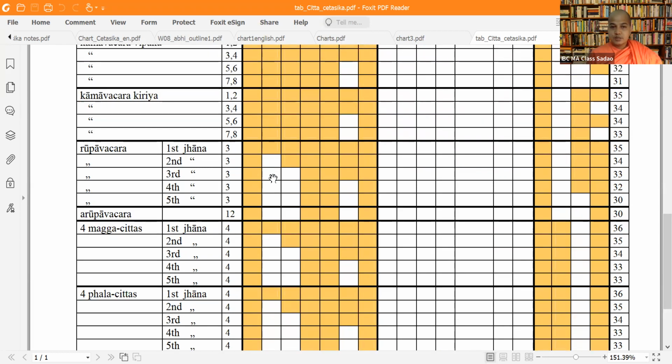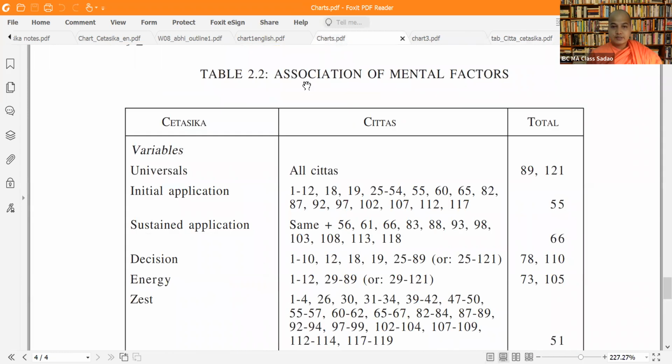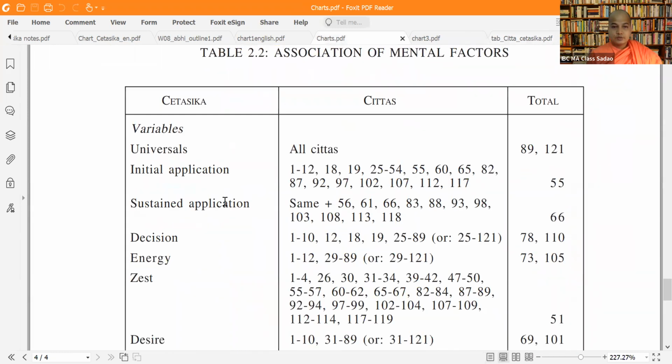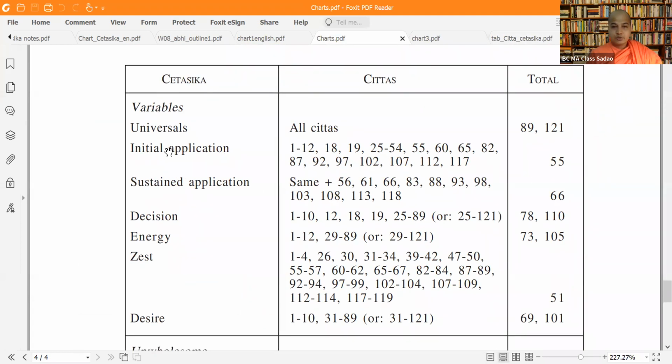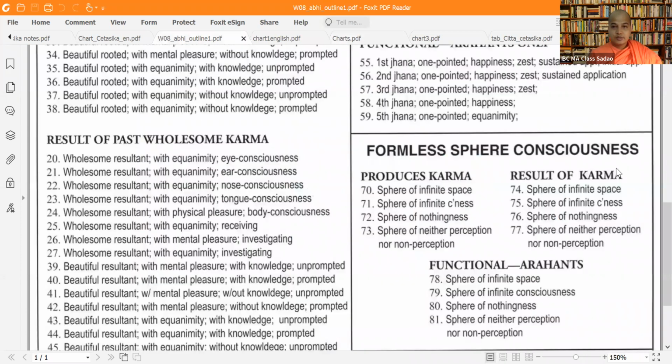So this chart especially makes it very clear. Otherwise, in the text, you have this one. So here, when you look at this chart, initial application, we are talking about initial application here, vitaka. It provides numbers of chittas. So if you want to understand what these numbers actually represent, you need to look at the entire chart again, right?